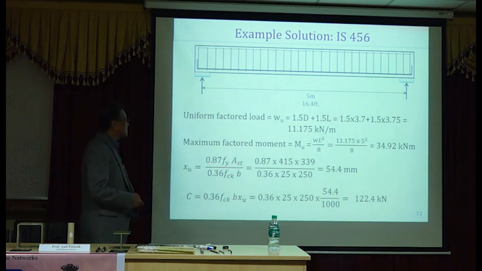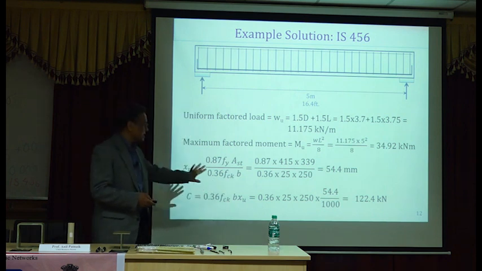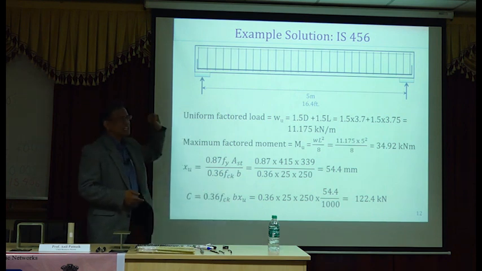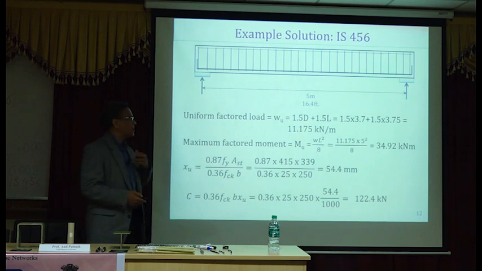So the total compressive force will work out to be, okay, before that we have this factored moment, which is 34.92 kilonewton meter. And you can get your xu 54.4 and the total compressive force 122. I like to find out each and every item, and then it's all in front of me: the total compression, total tension, and then moment based on moment arm. That's what I would like to do.